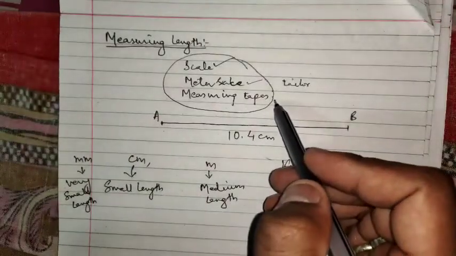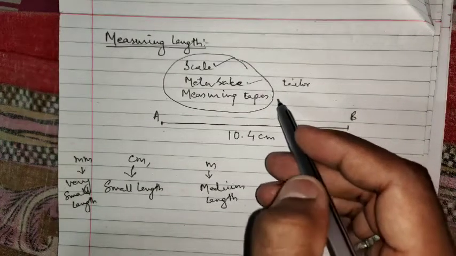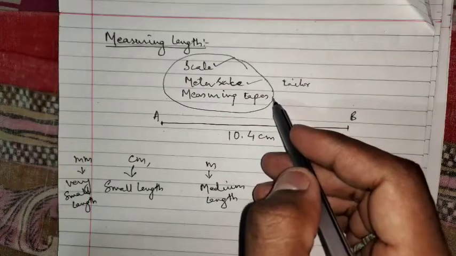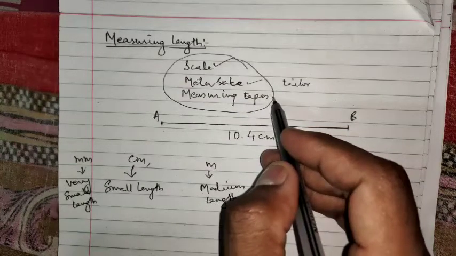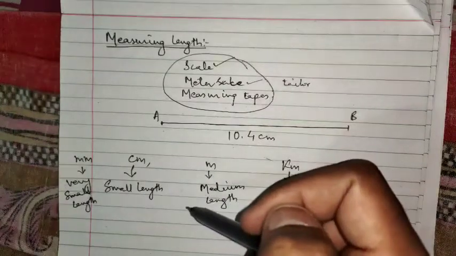Measuring tape: you might have seen at a construction site that the laborers or the mistri keep a measuring tape for measuring the length. These are the measuring devices.